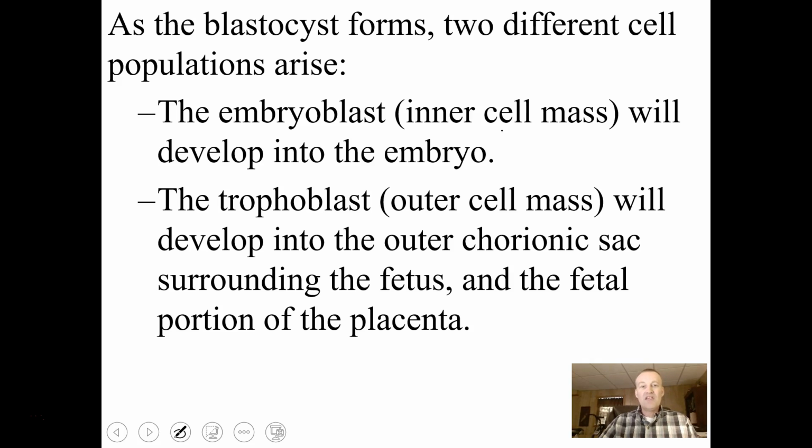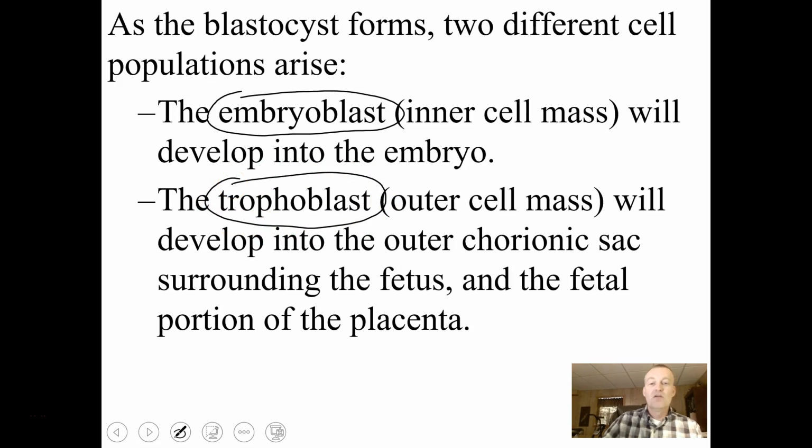So as the embryoblast forms, two different cell populations are going to arise. We have the embryoblast, which is the inner cell mass, which will become the embryo. And then we have the trophoblast, which is the outer cell mass, and that will develop into various kinds of membranes, specifically the chorionic membrane or chorion, that will surround the fetus and make up the fetal portion of the placenta.